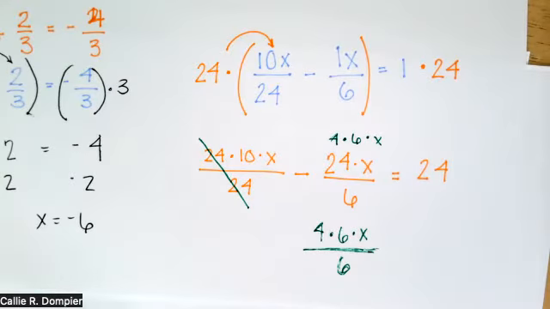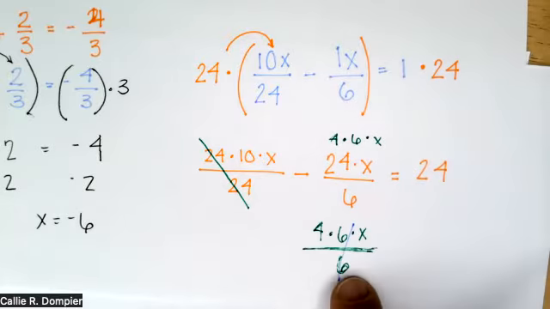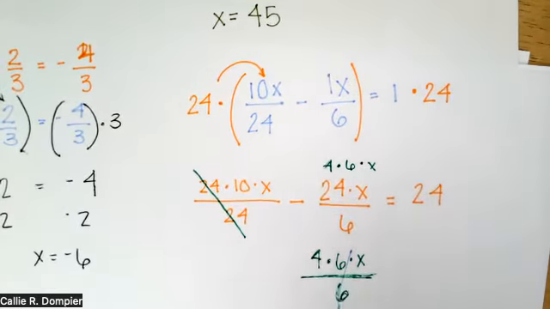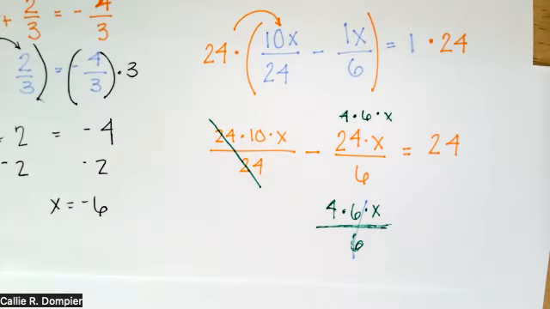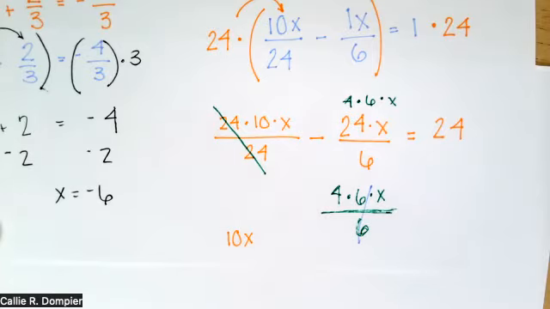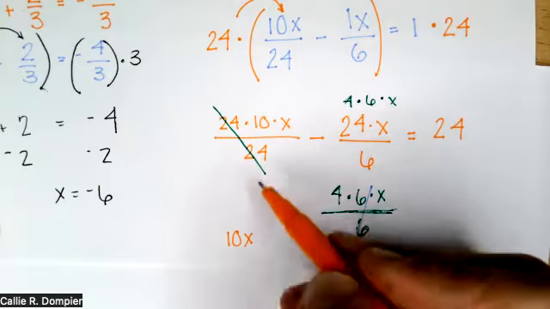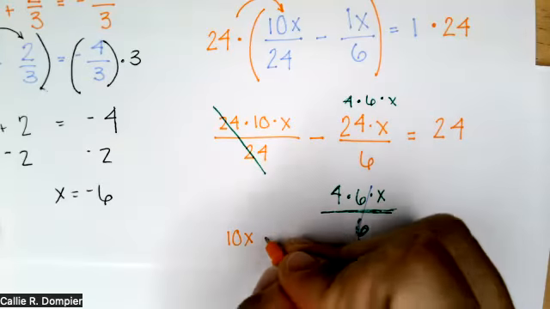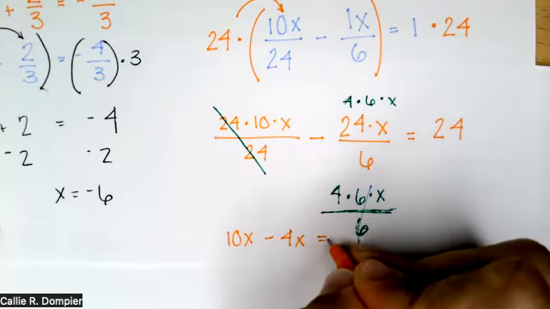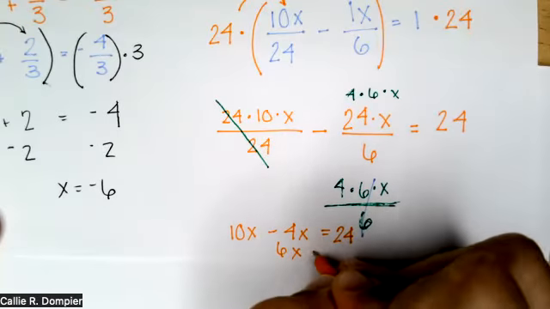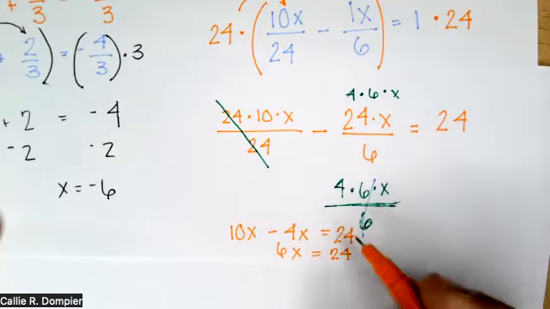I can eliminate the 6 and it becomes 4x, right? Or I can just say 24 divided by 6 is the whole number 4. Good. So I'm going to rewrite this as 10x. There's no fraction anymore. Yes, finally least common denominator. There's no 24, so now it's just 10x minus 24 divided by 6 is 4x equals 24. So now I would combine 10 minus 4x is 6x equals 24.